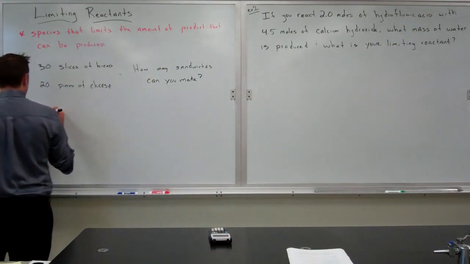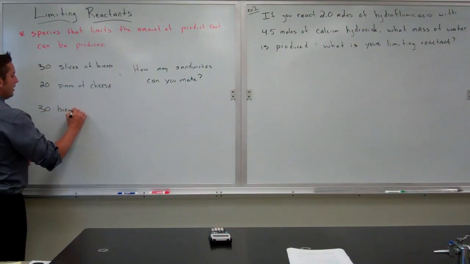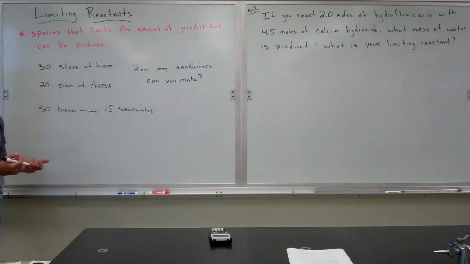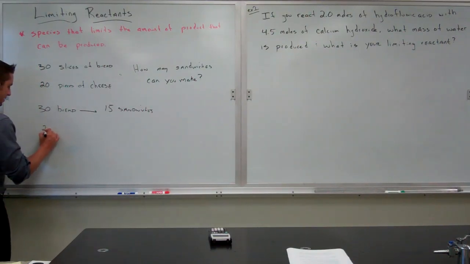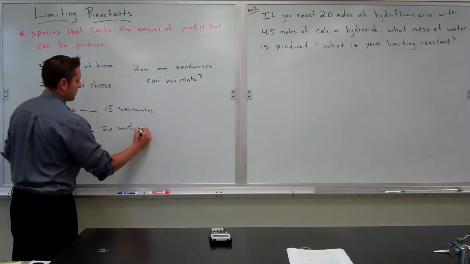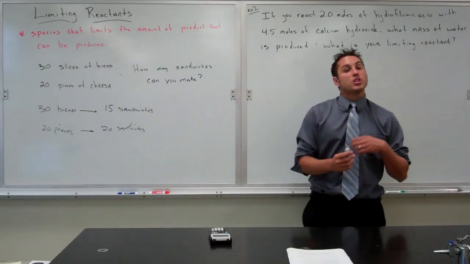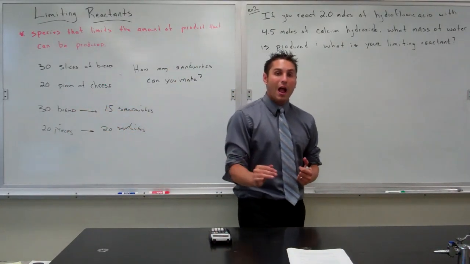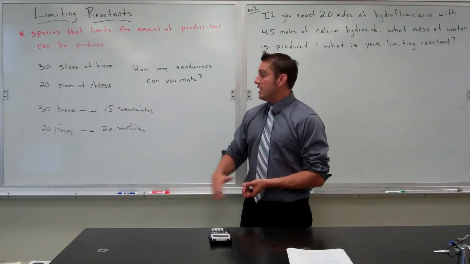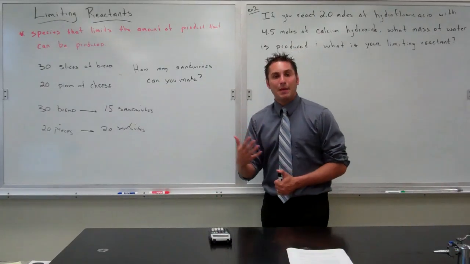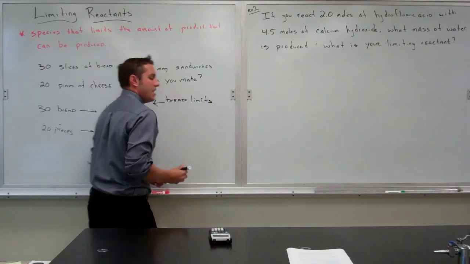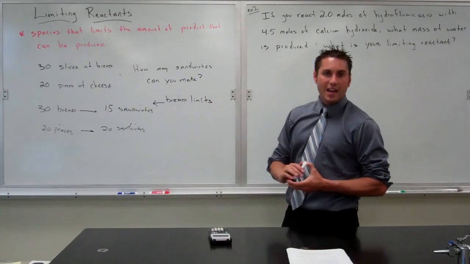Here is why. If I look at the 30 pieces of the bread, the 30 pieces of the bread tell me I can make 15 sandwiches, because it takes 2 pieces of bread to make a sandwich, in theory. The 20 pieces of cheese tells me I can make 20 sandwiches. So why is it I can't make 20 sandwiches? Well, the idea is I run out of bread before I can use the last 5 pieces of cheese. So in actuality, the most number of sandwiches that I can make is 15, even if I had 50 pieces of cheese, because the bread is limiting me. The bread limits the amount of product sandwiches that I can produce.